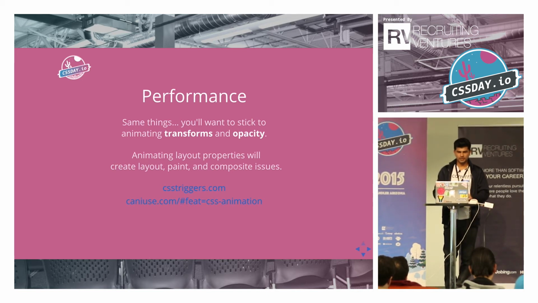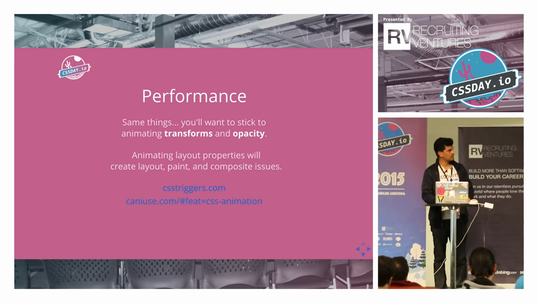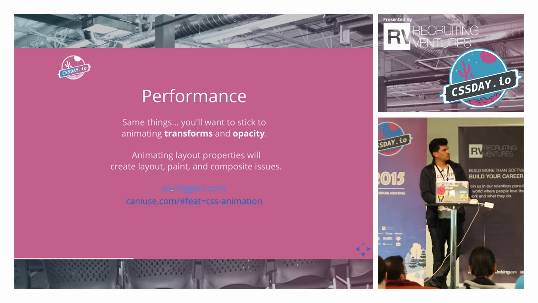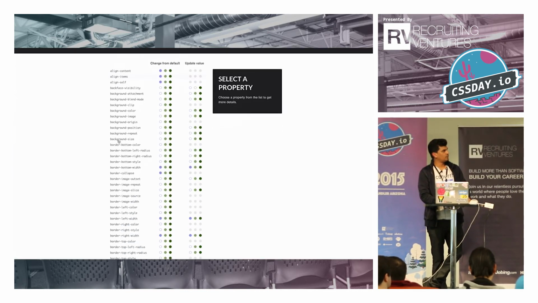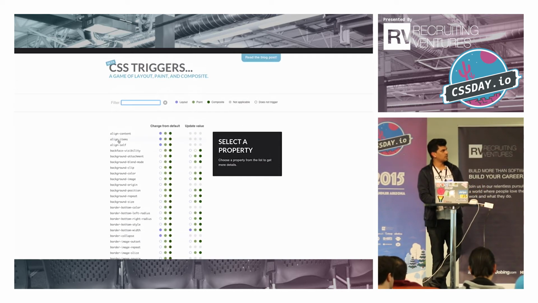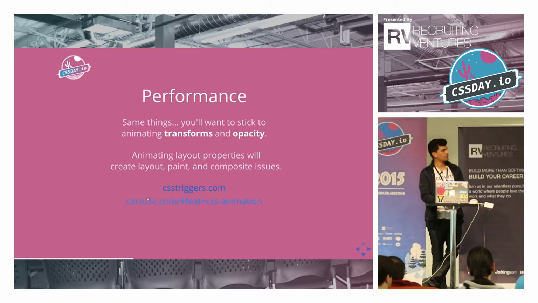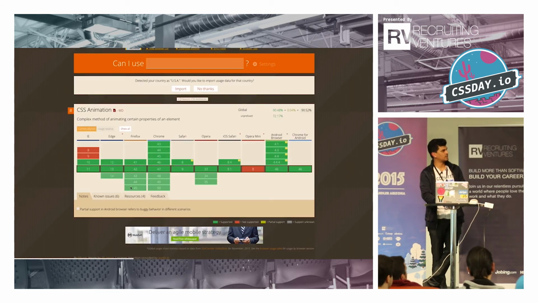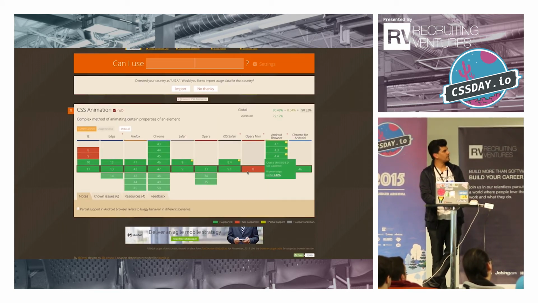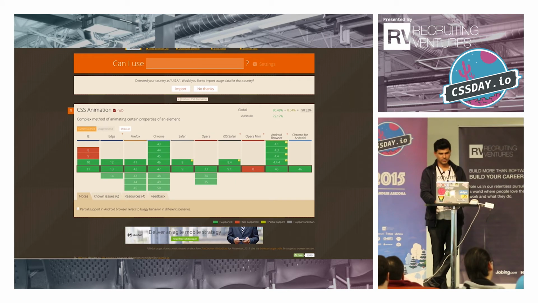Then here are some really cool links, especially CSS Triggers. This one gives you a list of properties for how you can use any of these triggers. And this other link is pretty much the Can I Use link for CSS animation, on what browsers it's supported in. Again, Opera Mini is the only one that's left out. Feel sorry for it, but that's their story.